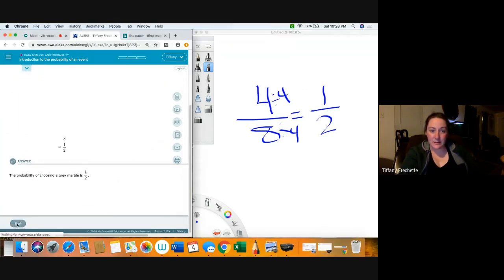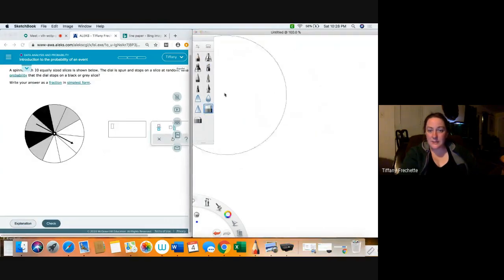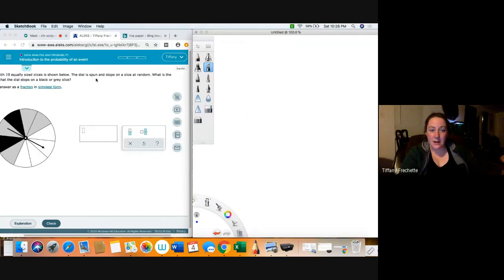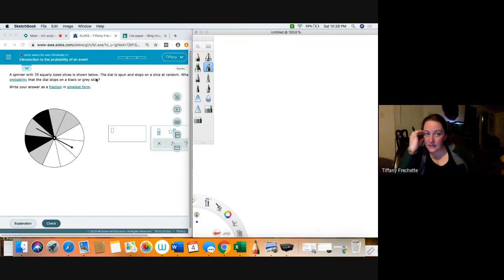All right, let's go ahead and get started on this one. We only have 2 problems to do. Oh, see, this one is a spinning wheel. It says a spinner with 10 equal size slices is shown below. The dial is spun and stops on a slice at random. What is the probability that it stops on a black or gray slice?